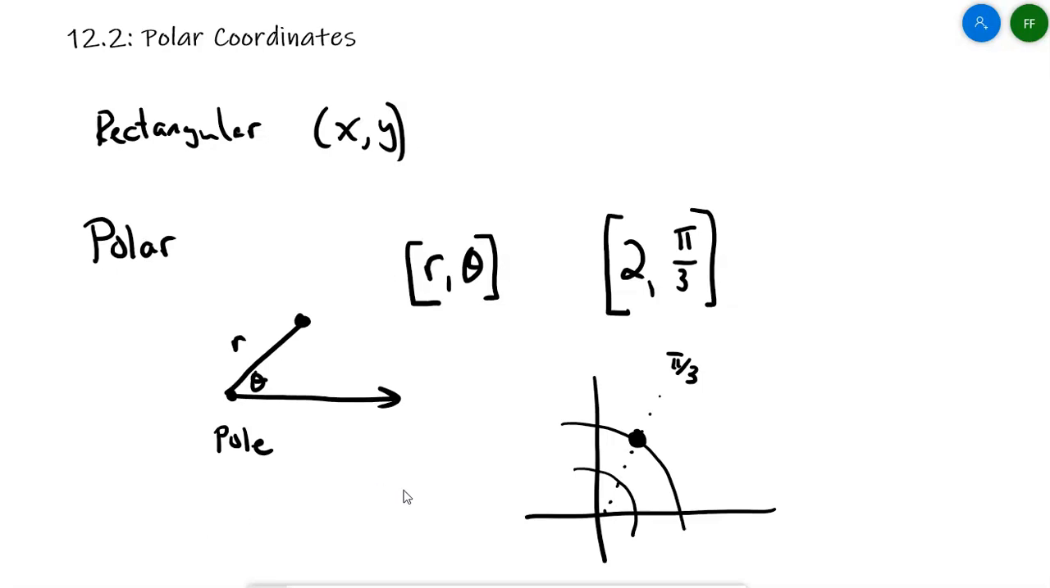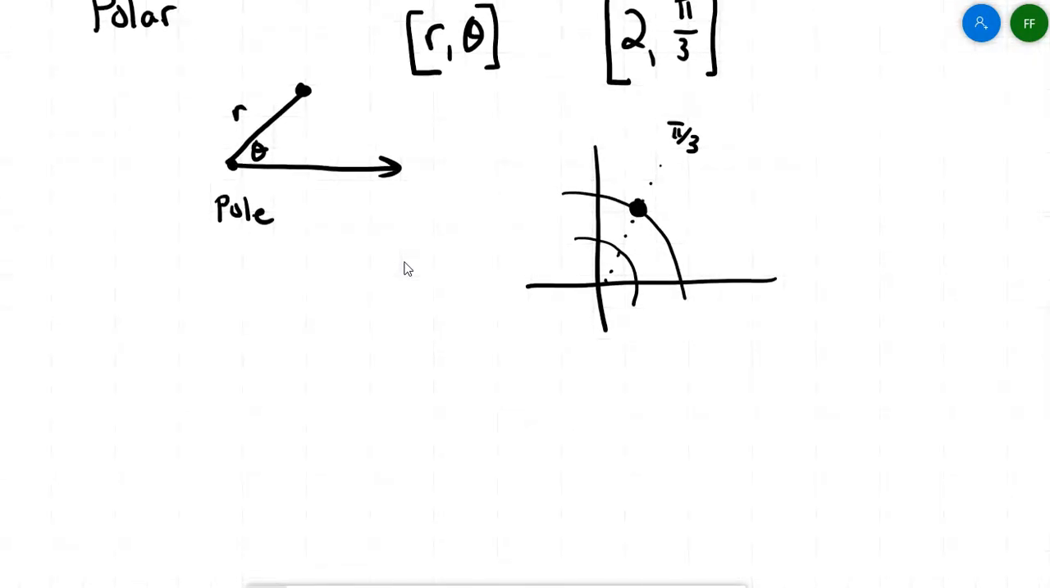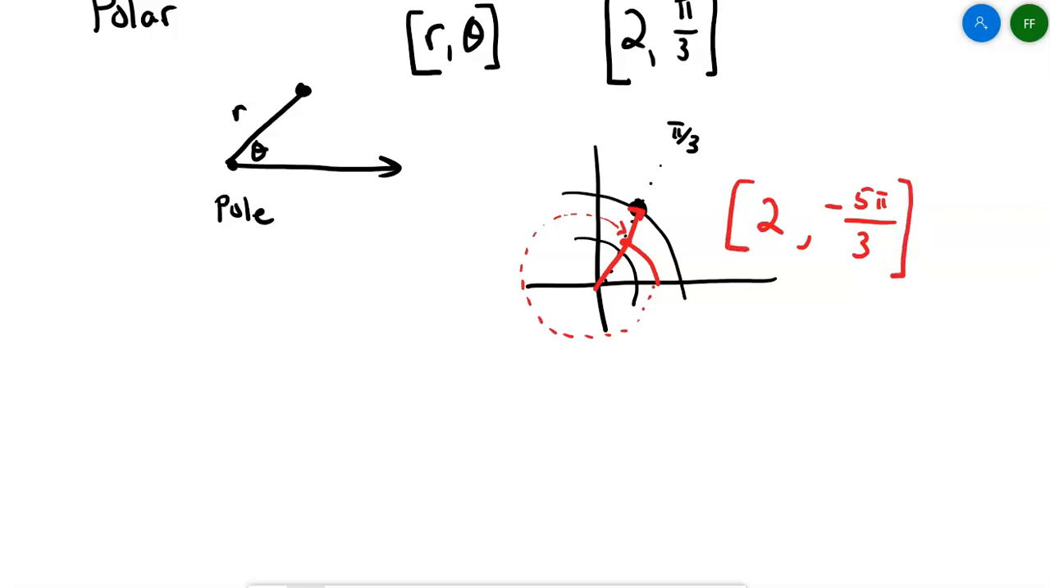Now the funny thing about polar coordinates is there's more than one way to name every point, because suppose that instead of starting at the pole and going up here, pi over 3, I decided I wanted to walk in the other direction. I wanted to walk this way, backwards around my unit circle, until I got to pi over 3. So instead of going pi over 3, I would go negative 5 pi over 3. But if I look at this angle, this is considered going forward. So I would go forward 2 units in the direction angle-wise of negative 5 pi over 3. That's a second way to name that same point.